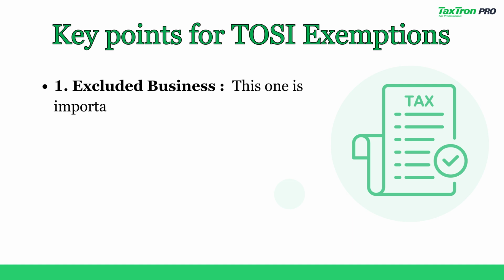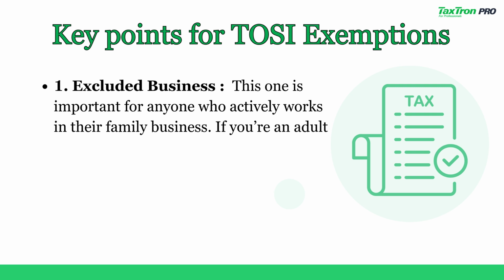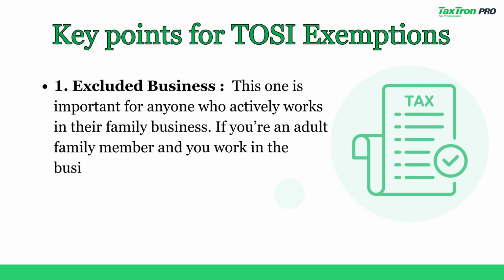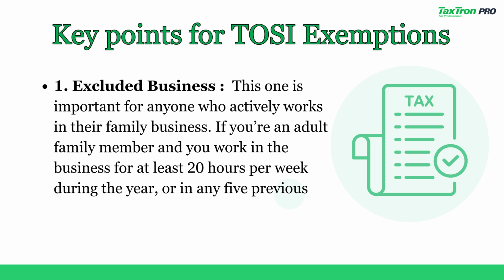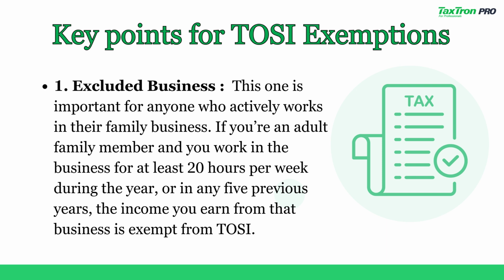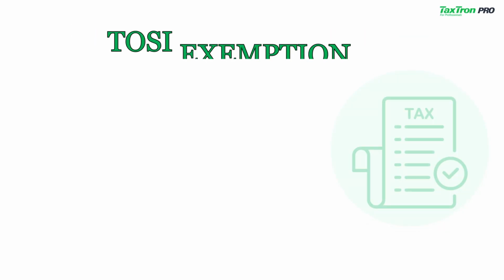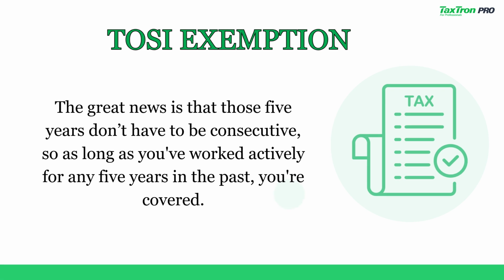Excluded business. The first exemption is for excluded business. This one is important for anyone who actively works in their family business. If you are an adult family member and you work in the business for at least 20 hours per week during the year, or in any 5 previous years, the income you earn from that business is exempt from TOSI. The great news is that those 5 years don't have to be consecutive, so as long as you have worked actively for any 5 years in the past, you're covered.